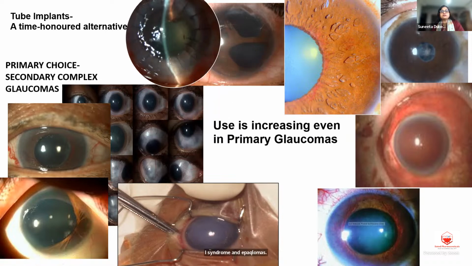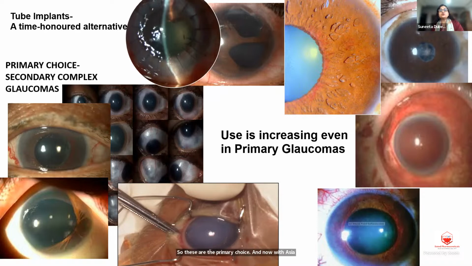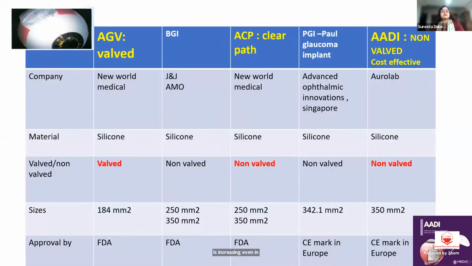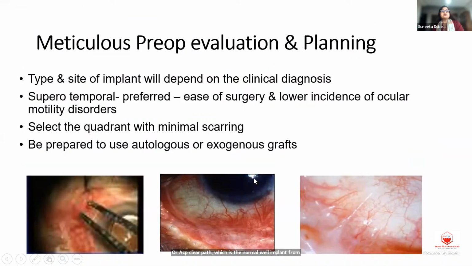And now with Asia Pacific, with Asian studies, the use is increasing even in primary glaucomas, with good results of TVT and other studies. So we have valved as well as non-valved implants. We have done AGV valved implants extensively, and ADI also for the last 3, 4, 5 years. And now we have an AGV or ACP clear path, which is the non-valved implant from Aman Glaucoma, a New World Medical.